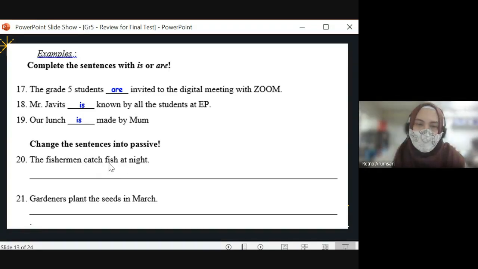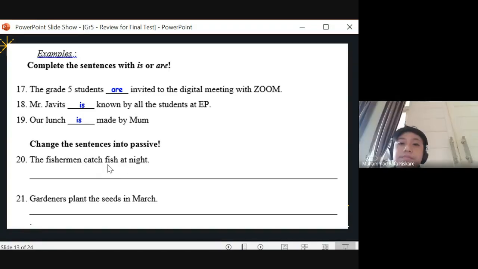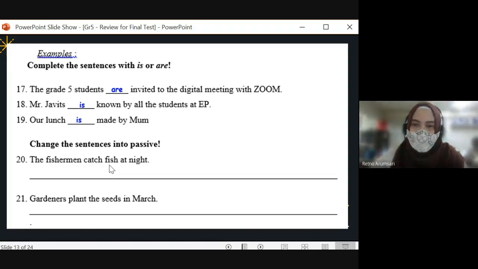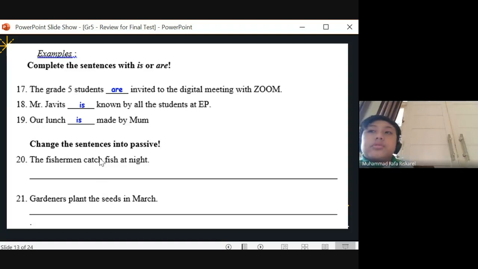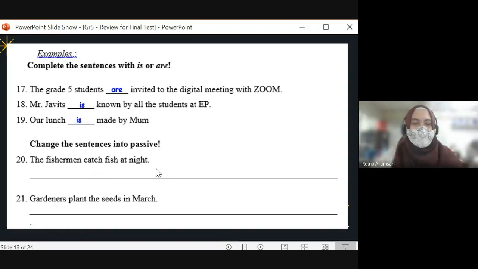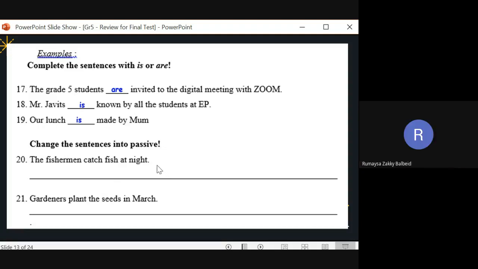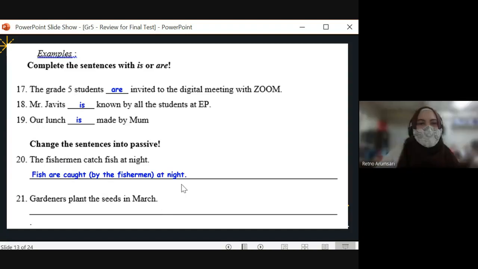So for fish, the fish is more than one. Choose what? Is or are? Are. Fish are, and then followed by what? Catch. What is the verb three of catch? Caught. That's how you say it. Caught. And then after caught, at night, and then by the fishermen. Yes, like this. Fish are caught by the fishermen at night.